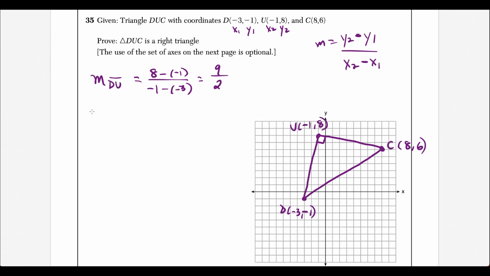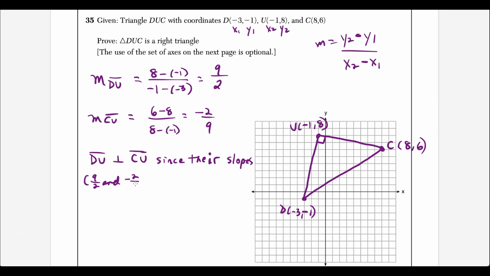And now, next I want to find the slope of segment CU. So we're finding the slope of segment CU, and for this one, we're doing these 2 points. I'm going to have 6 minus 8 over 8 minus negative 1. And notice here 6 minus 8 is negative 2, and on bottom we're getting 8 plus 1, which is going to give us 9. And these slopes here are opposite reciprocals, which tells us that these line segments are perpendicular. And now that we've established that these two lines are perpendicular, we could say that angle U is a right angle, and therefore triangle DUC is a right triangle.